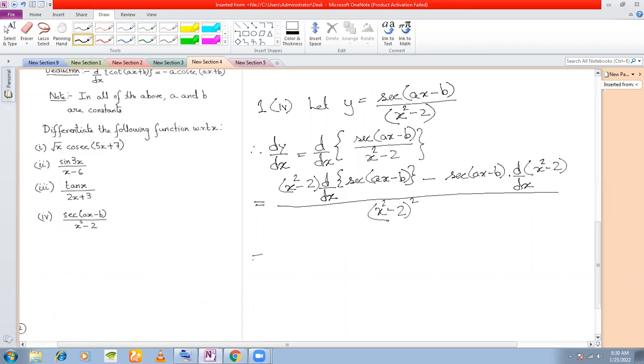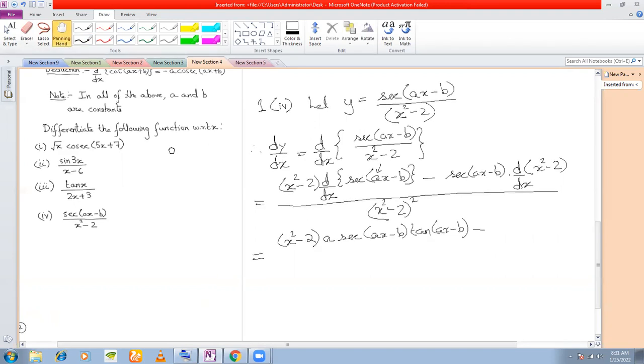Now we are going to differentiate. In the numerator, you have x square minus 2 and d dx sec ax minus b. If you know that d dx of sec x is sec x tan x, right? And not only that, but multiplied by the coefficient of x, right? So you have a into sec ax minus b into tan ax minus b, right? Clear with the differentiation? Yes, sir.